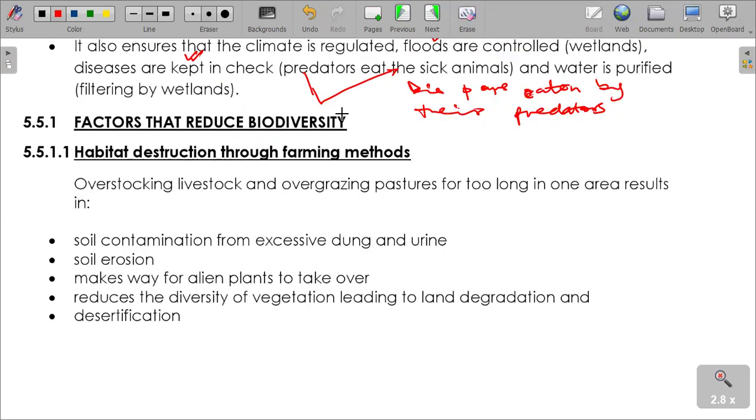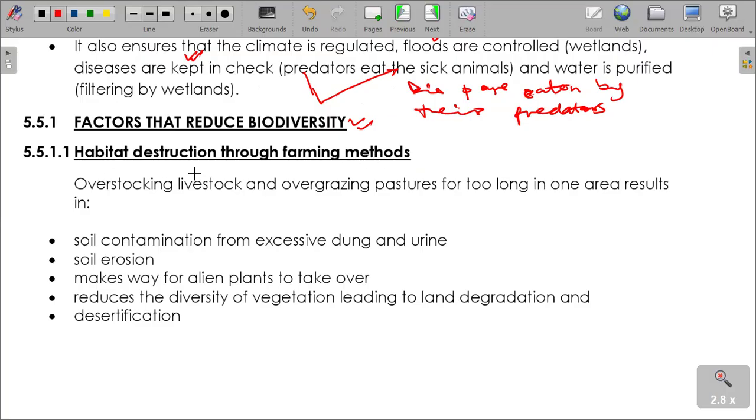So, factors that reduce biodiversity. What are those factors that can reduce biodiversity? Habitat destruction through farming methods.